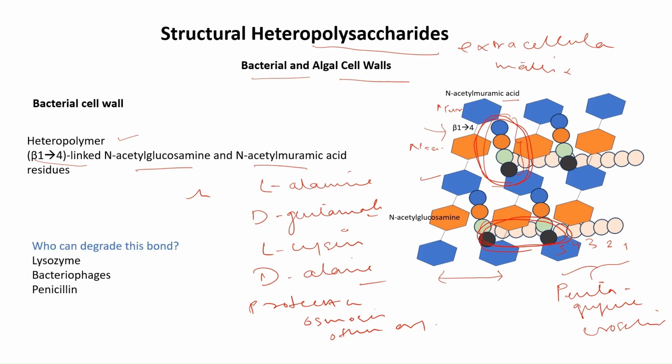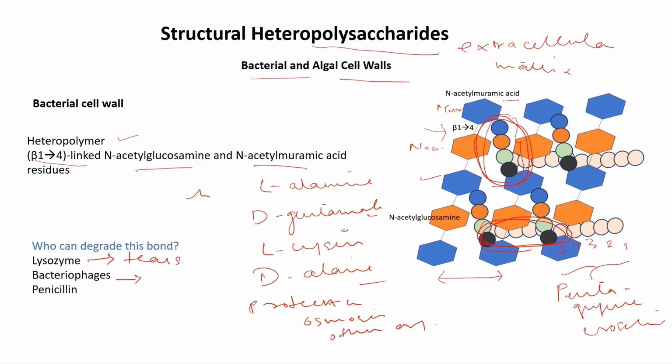The cell wall can be degraded first by lysozyme. It is present in our tears. It can degrade beta-1,4 glycosidic bond. So our tears, or this lubricating agent present in our eye, protects our eyes from bacterial infection.